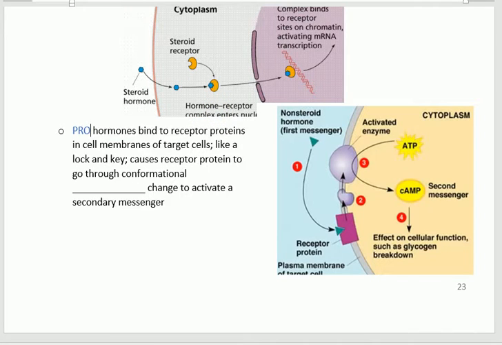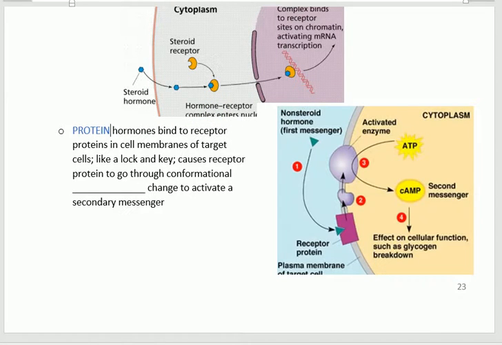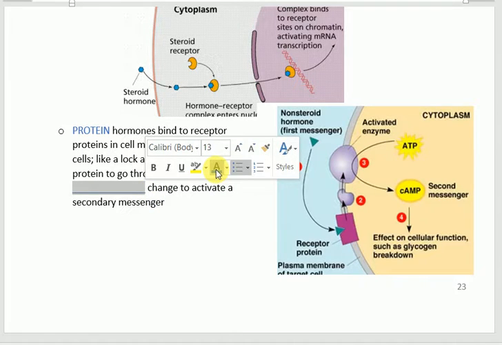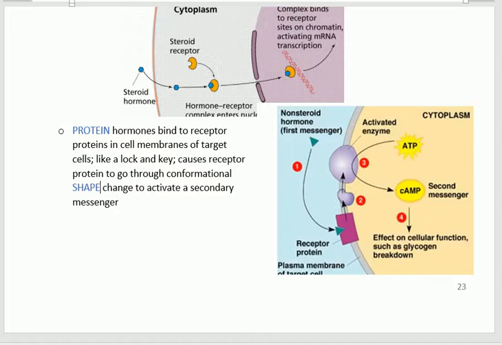So the protein hormones bind to the receptor proteins in cell membranes of target cells, kind of like a lock and key. And this causes the receptor protein to go through a conformational shape change, and that activates a secondary messenger. So you can see here's the hormone, here's the receptor protein, and once that is on there, like a lock and key, this is where our shape change occurs, and then that enzyme is activated.